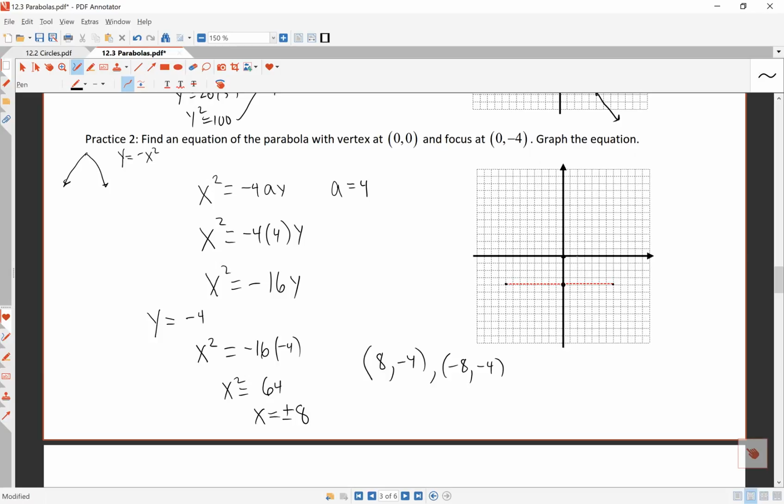So we go over 1, 2, 3, 4, 5, 6, 7, 8. Did I not count enough when I did that? Negative 4 and negative 8. 1, 2, 3, 4, 5, 6, 7, 8. Negative 4. Remember that a value is what dictates how wide this graph opens.